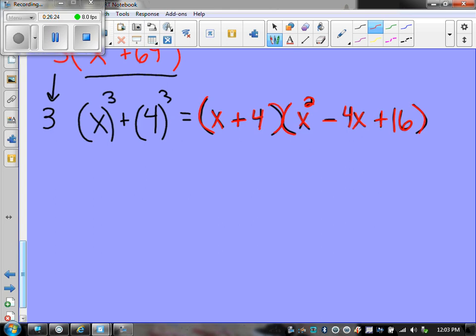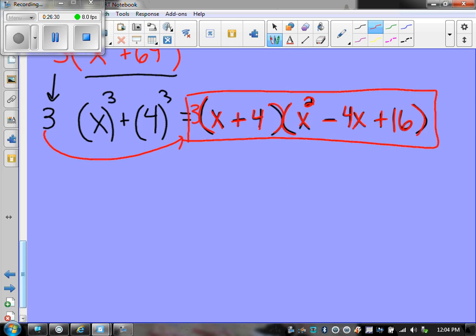What am I missing? Aren't I still missing this GCF out in front? I'm going to smush it up there. And this will be my final answer. Please don't forget the 3 out in the front. It does make a difference. If you were to FOIL this out and not put the 3 there, you would not get the correct answer. Okay? So don't forget about your GCF out in front.